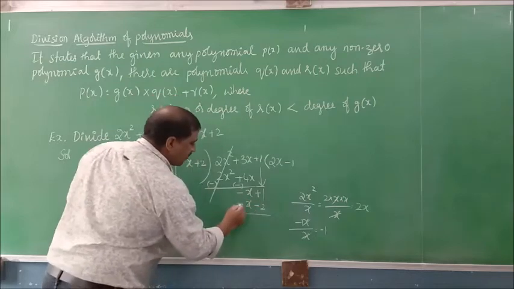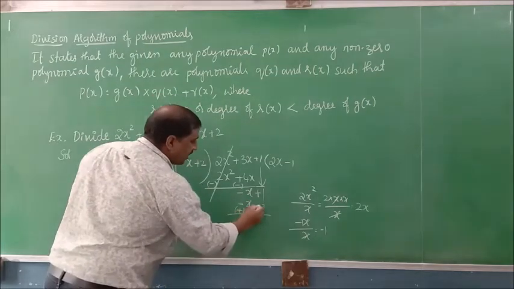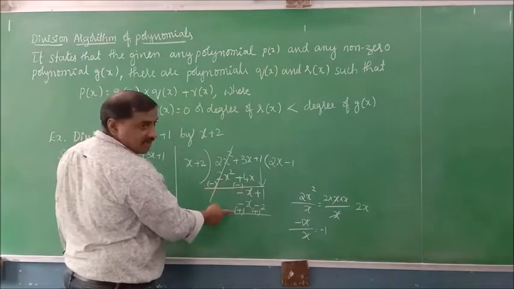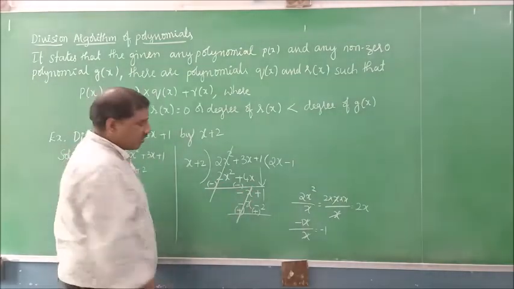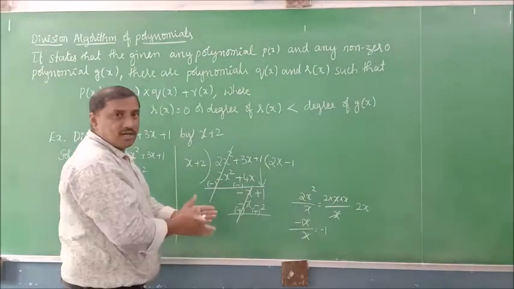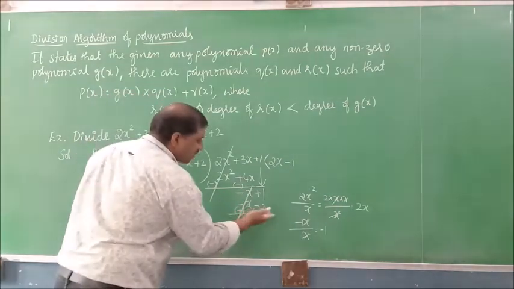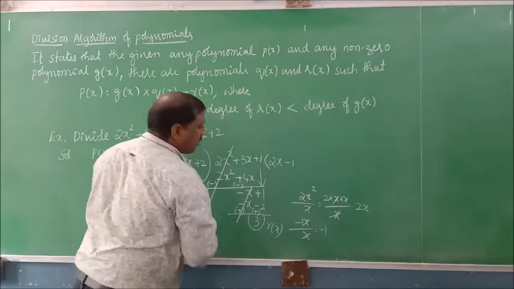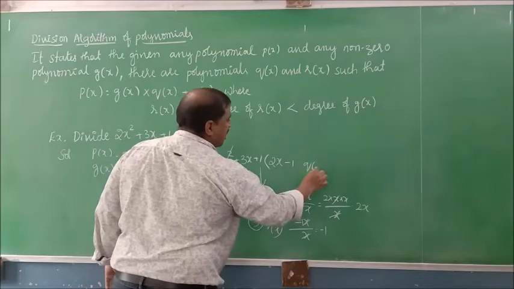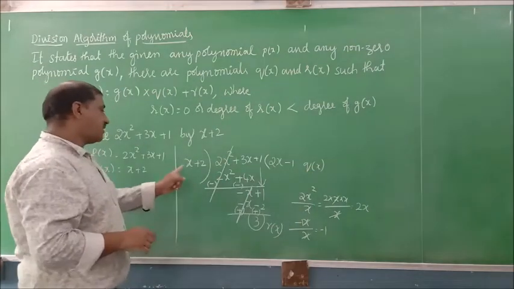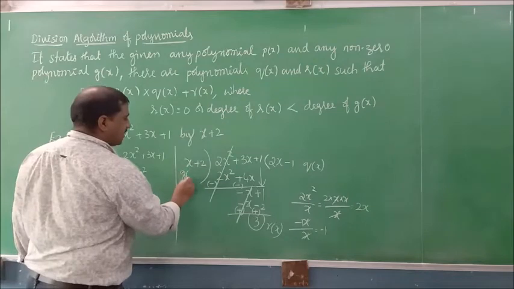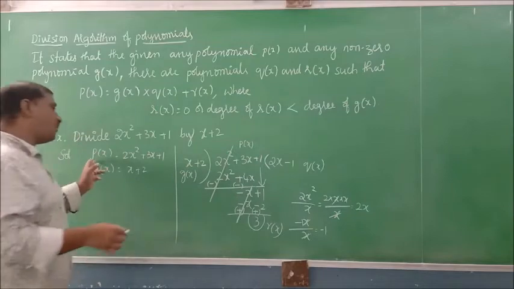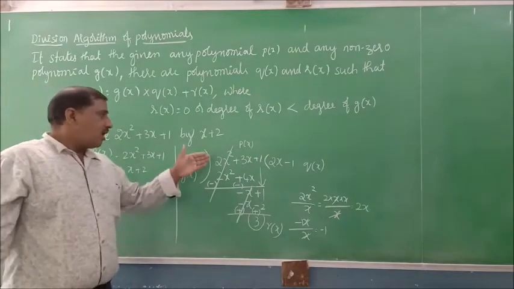Now subtract. Changing the signs, minus becomes plus, and plus becomes minus. So minus x and plus x are both cancelled, giving 0. Now plus 1 plus 2: both are additions with the same signs, so add the numbers. 1 plus 2 is 3. This is the remainder, r of x. And this is q of x, which means the quotient. This is g of x, the divisor, and this is p of x. We have already represented what p of x and g of x are. Now the division is over.